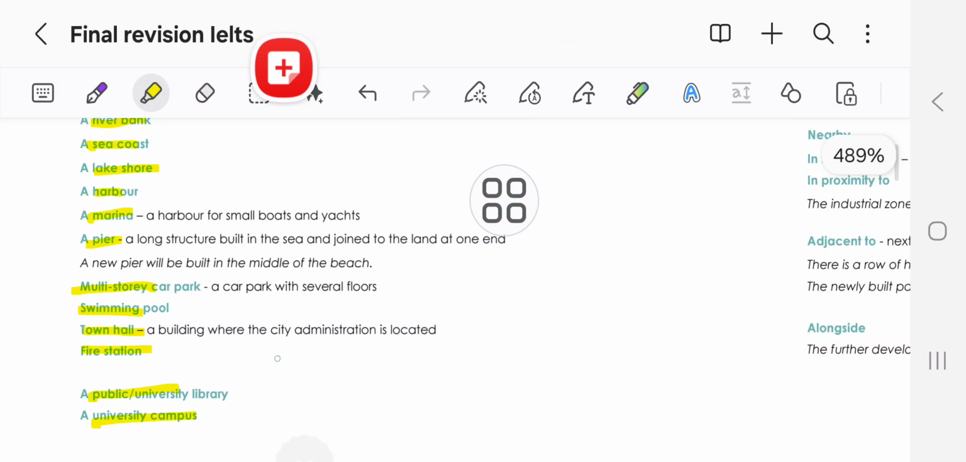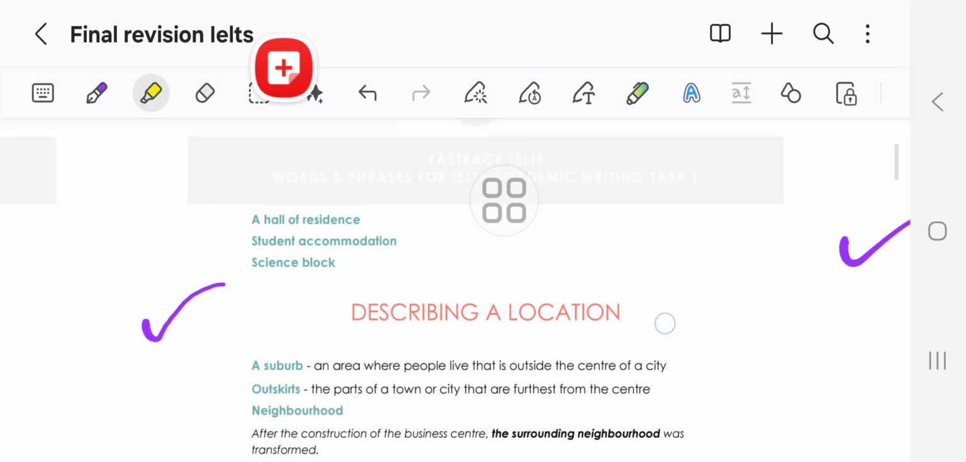A pier is basically a long structure built in the sea, joined to the land at one end, and the new pier will be built in the middle of the beach. Okay, so this is a pier. Basically, in Dubai you will see a lot of piers built in that area.